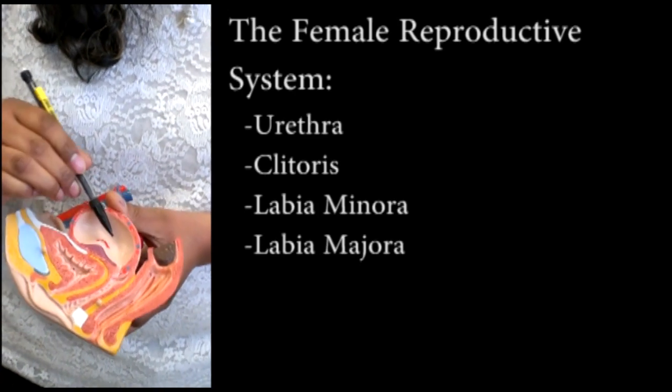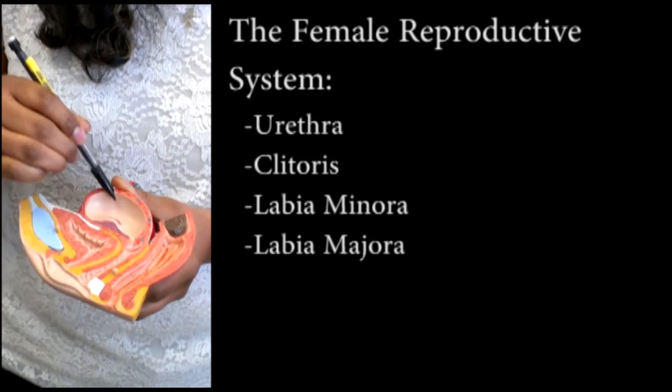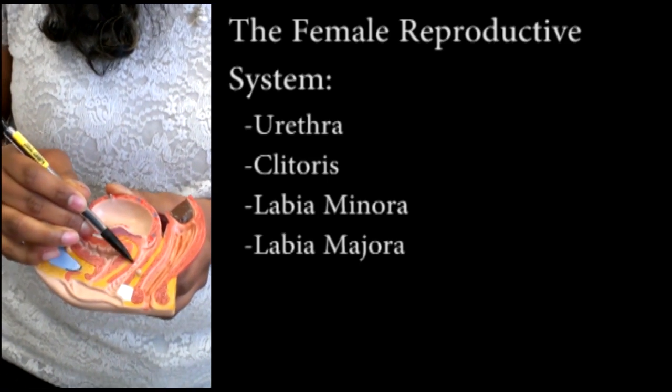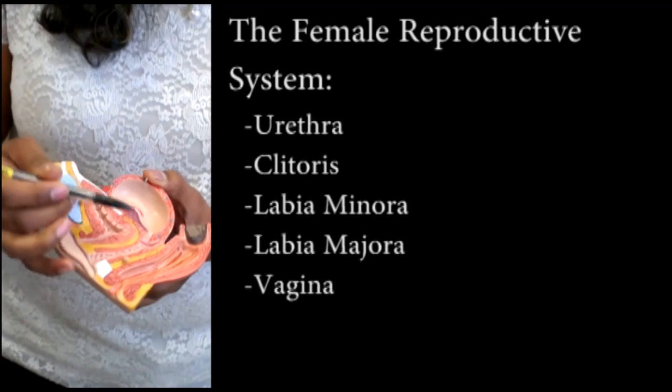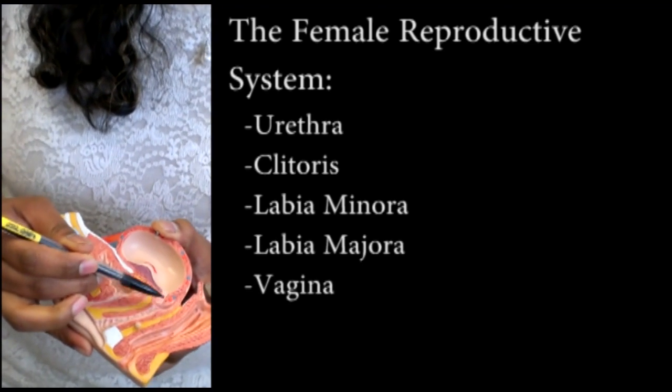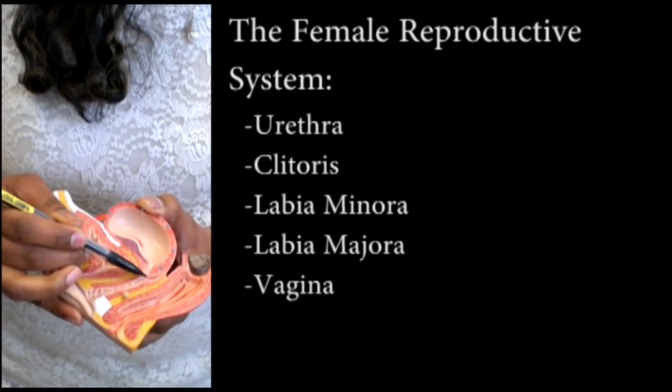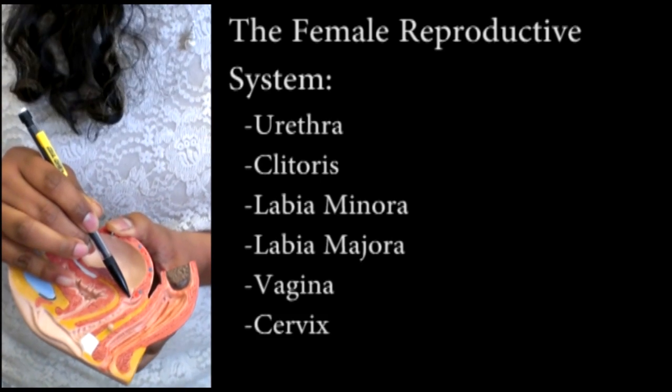And now I'm going to go from the uterus all the way down. What does that have to be? It has to be the vagina. It has to be the vagina. So right there at the opening between the uterus and the vaginal canal is the cervix.